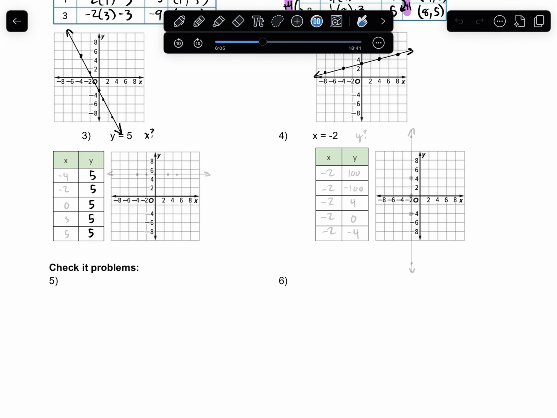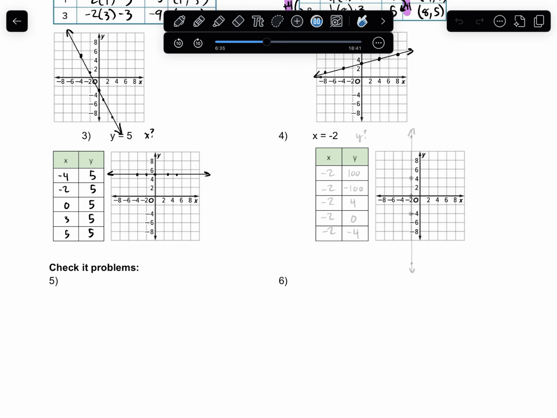So I'm just going to make some up. I can say that this is -4, -2, 0, and I don't know, 3 and 5. And no matter what, we will see that -4 and 5, -2, 5, 0, 5, 3, 5, and 5, 5. So no matter what, we're just going to see a straight horizontal line going through y equals 5.